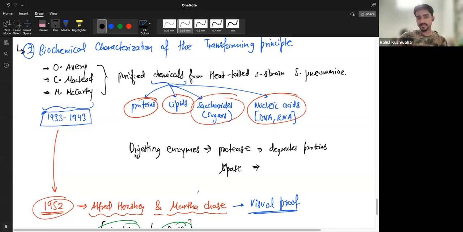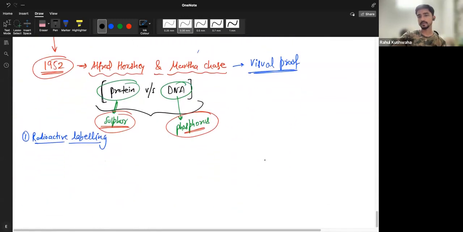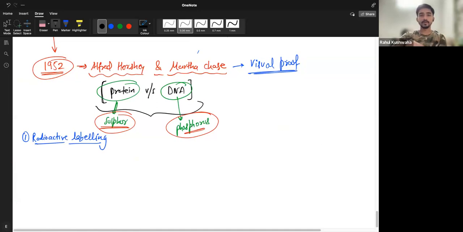So they used digesting enzymes, and using the digestive enzyme to digest DNA specifically, which the enzyme is called DNase, then they saw no transformation. And that was a proof. Okay, is that clear? Yes, sir. Yeah. Okay, cool.